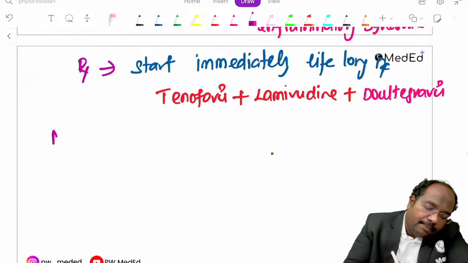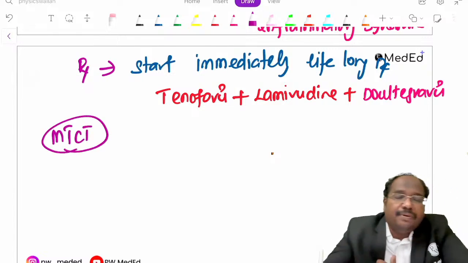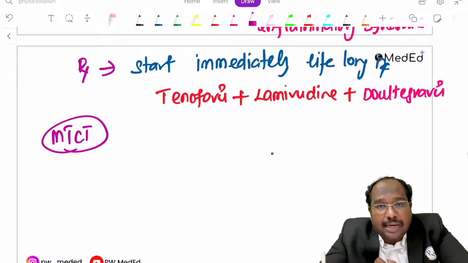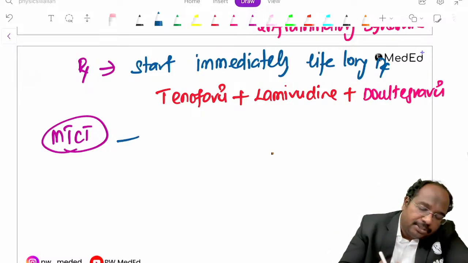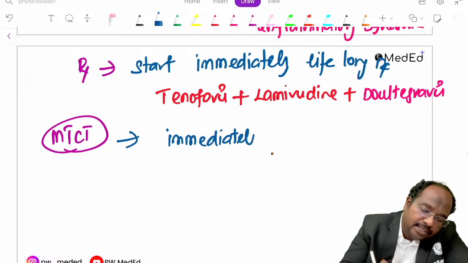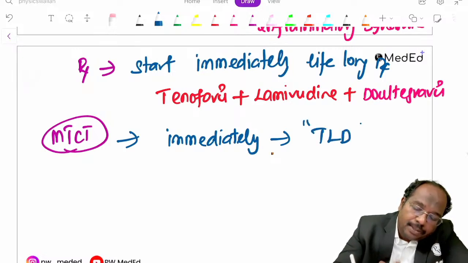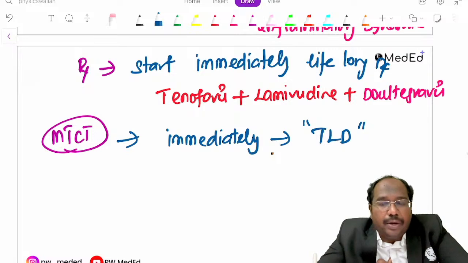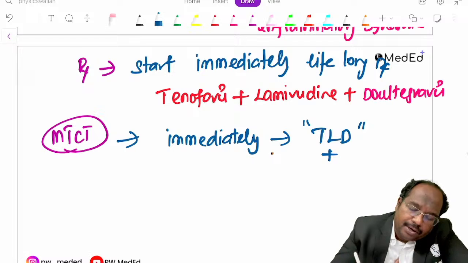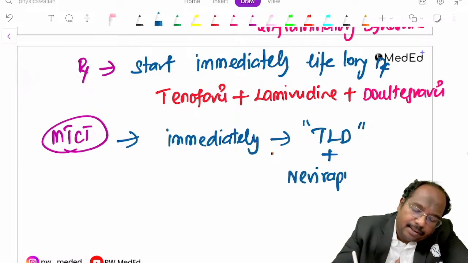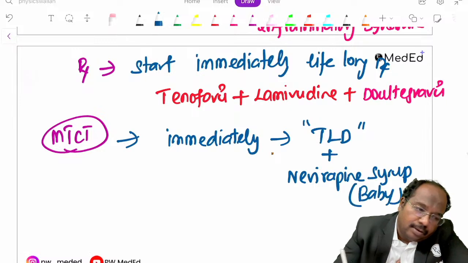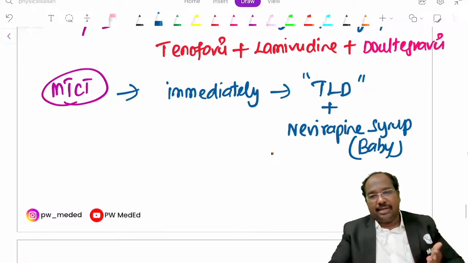Now PPTCT, prevention of mother to child transmission, follows the same principle. As soon as the mother is confirmed, you have to start immediately the same drugs, lifelong ART, TLD: tenofovir, lamivudine and dolutegravir. Plus you have to give nevirapine syrup for the baby. This is for mother to child.